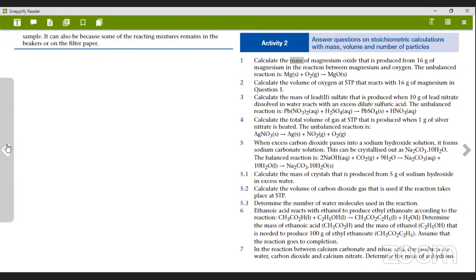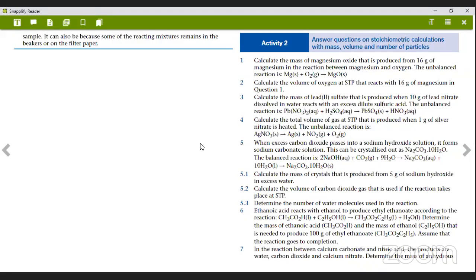Okay, and then the next one, let's go to number 2. Number 2 says calculate the volume of oxygen at STP, standard temperature and pressure, that reacts with 15 gram of magnesium in question 1. So this is almost like a continuation of question 1. It would be more like, for example, this was 1.1 and this is 1.2.